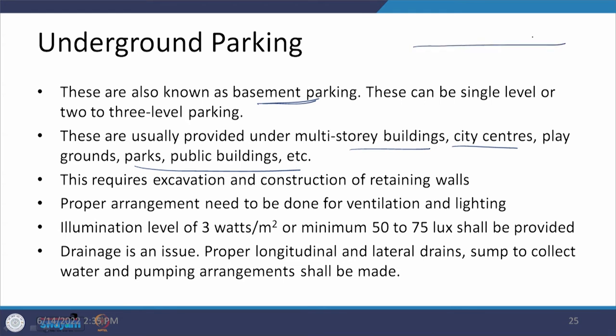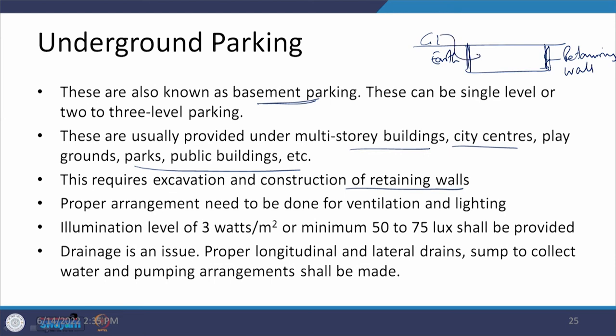But when you are going below the ground level, you are going to have something like this, that means a retaining wall is required so as to sustain the earth on the sides. So, this retaining wall construction is going to be there all along the periphery of it. So, that is an important thing.